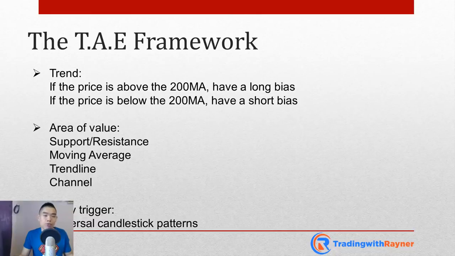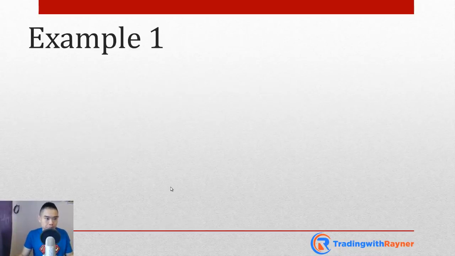And then we'll look for an entry trigger. The entry trigger will be a bullish reversal pattern, like a hammer, a bullish engulfing pattern, a dragonfly doji, and so on. Does it make sense? Okay, so now let's have a look at a few examples to bring all these concepts together.